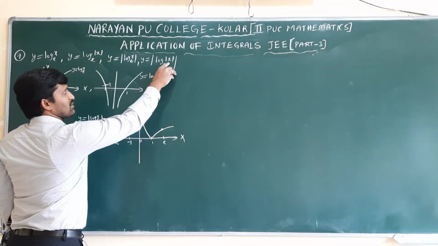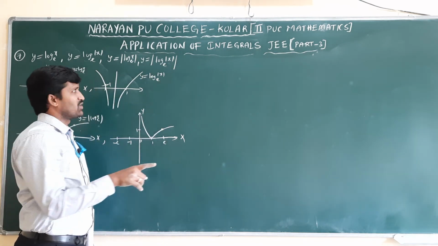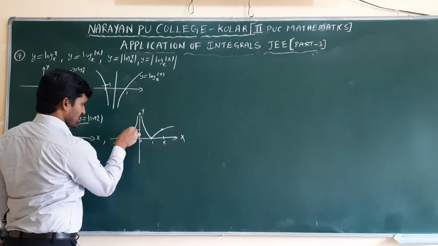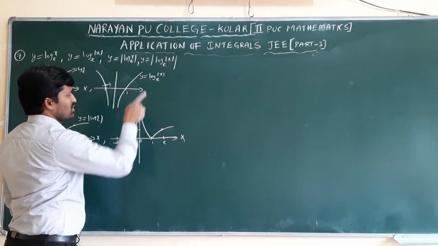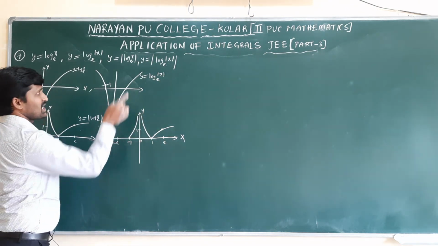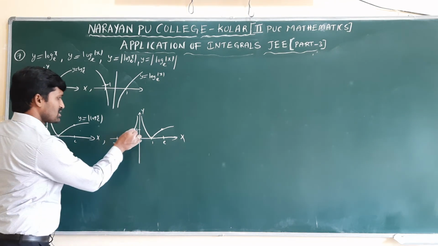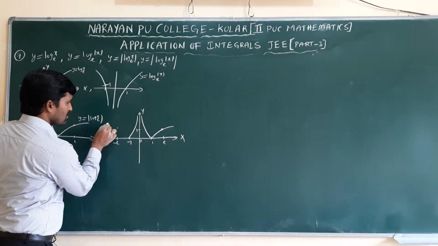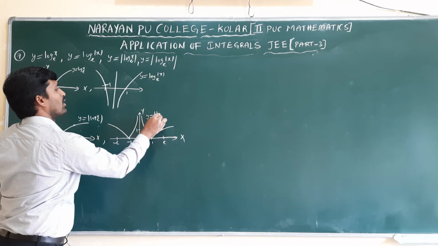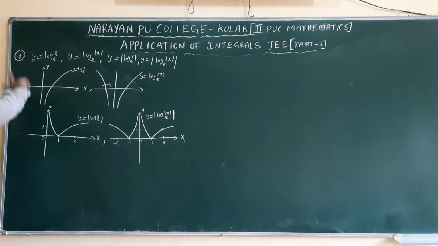x value minus 1, log of mod of minus 1 is log 1 only, log 1 is 0. So 0 here, no problem. Here also it is not touching the y axis. Reason: on the y axis x value is 0, and log 0 is not defined. Minus e, if we take log of mod of minus e, log e base e is 1, so we will get 1. This is the graph of y is equal to mod of log mod x to the base c. These are the 4 curves.